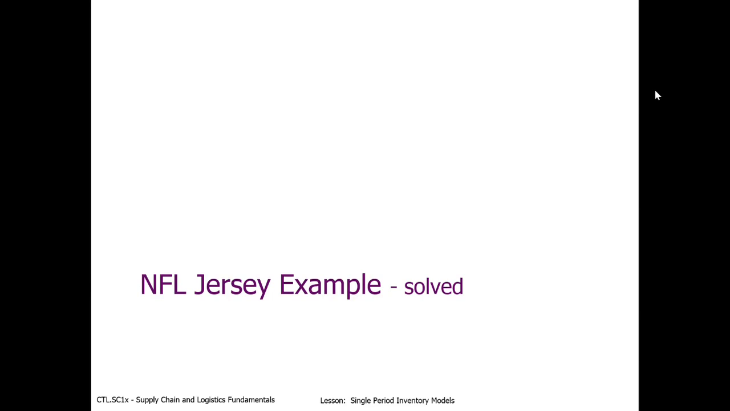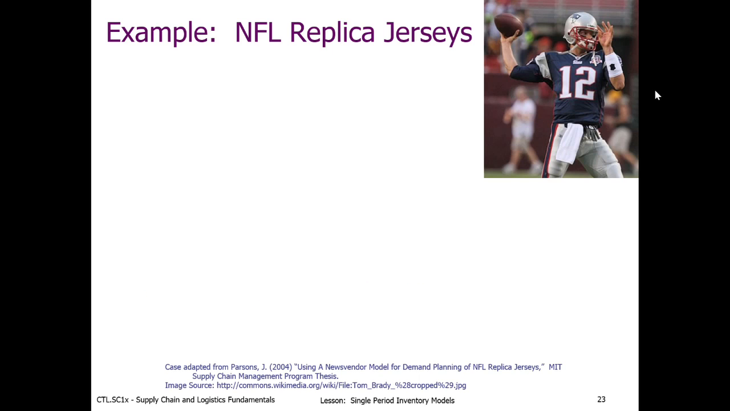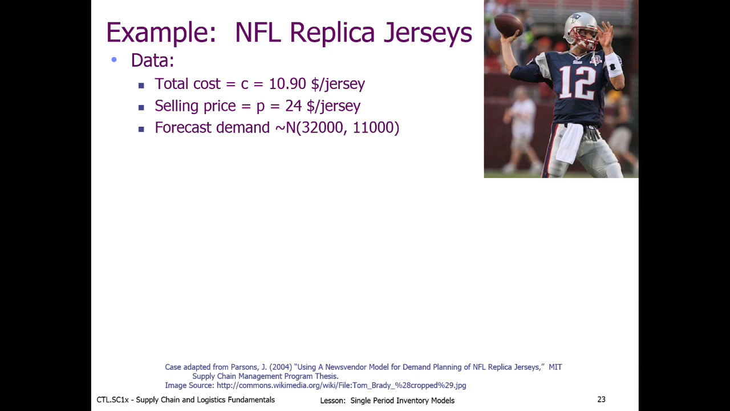So let's solve the NFL jersey problem. Remember the data that we had. We knew the cost per jersey was $10.90. The selling price was $24 a jersey. And our demand was, the expected value was 32,000 with a standard deviation of 11,000. And we assumed it was distributed normally for that 8-week selling period.